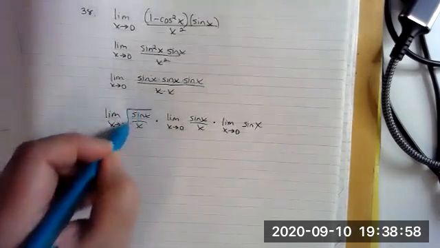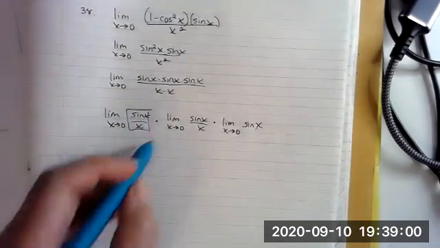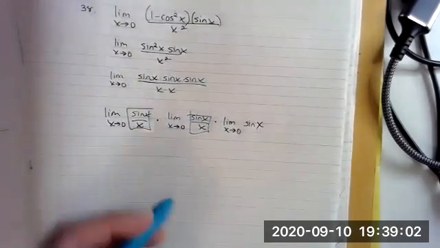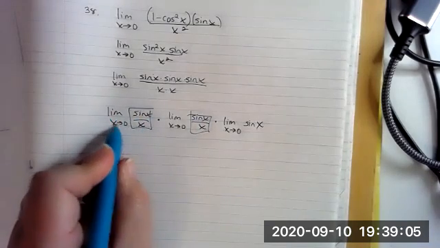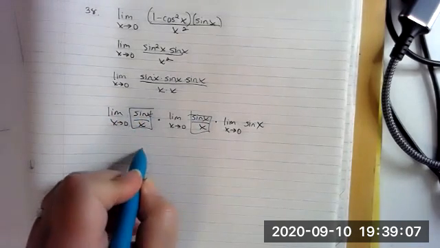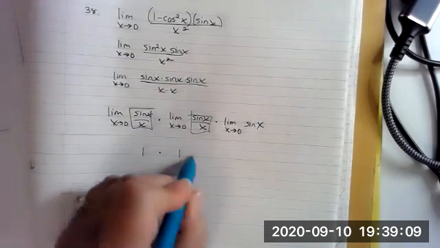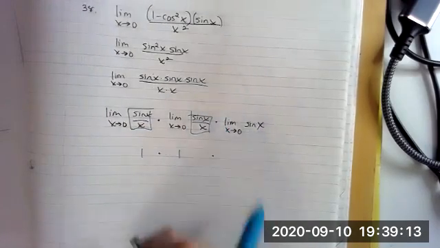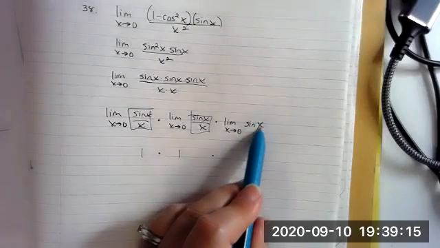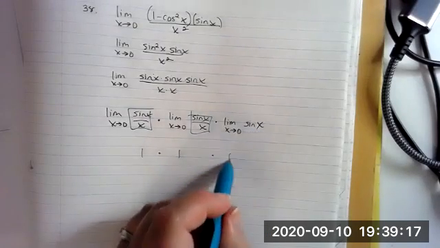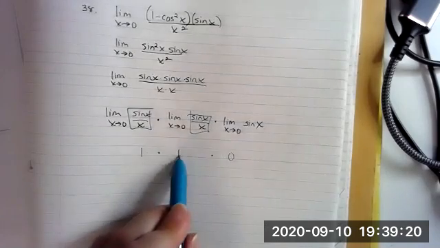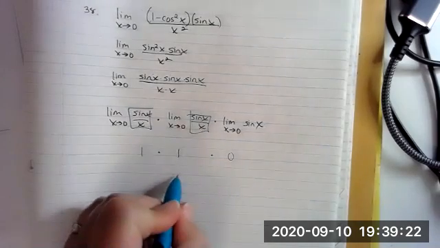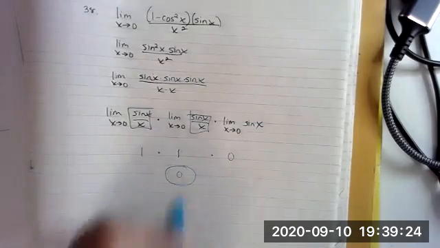So this is a special limit. This is that same special limit. The limit as x approaches 0 of sine of x over x is 1. So we have 1 times 1, because these are the same, times the limit as x approaches 0 of sine of x. If you substitute 0 in, sine of 0 is 0. So this is 1 times 0, or 0.